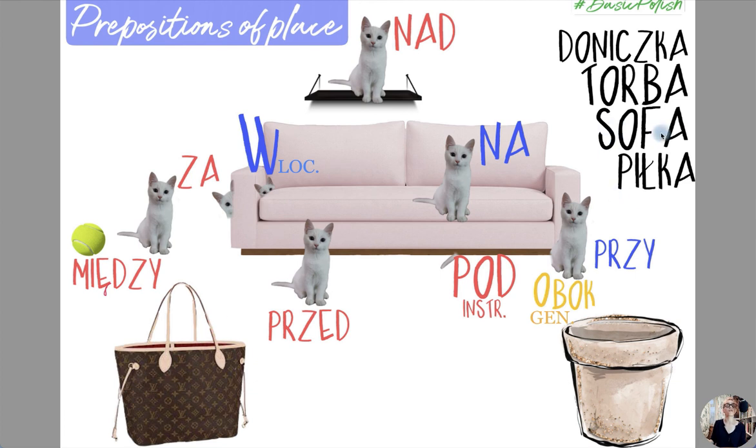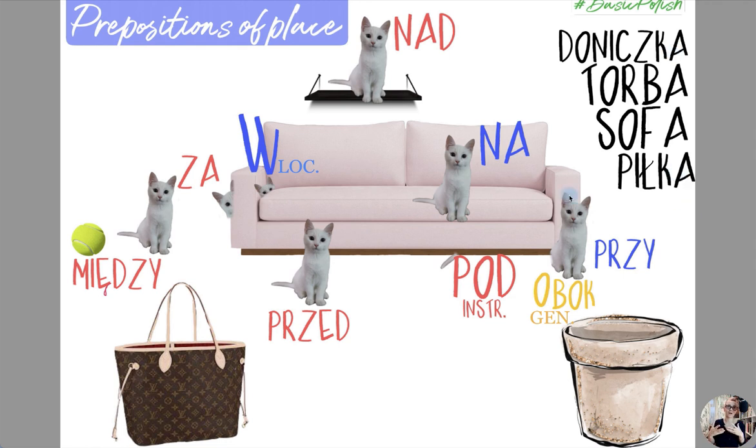How about sofa? Think about sofa. If the kot is in the sofa, just kind of cozy, resting inside the sofa, how would we say that? Again, look at the ending. Best friends, right? So kot jest w sofie. Okay? Here, when it comes to piłka, like doniczka, what would be the ending?